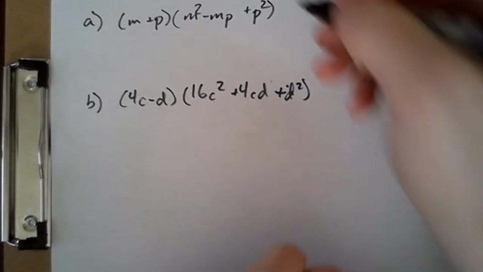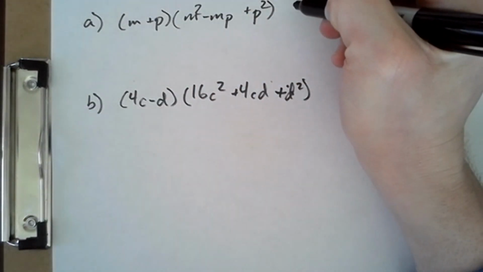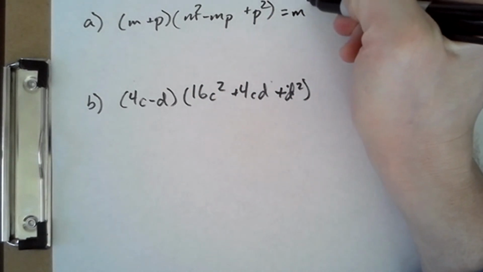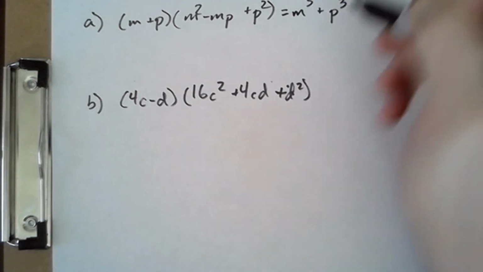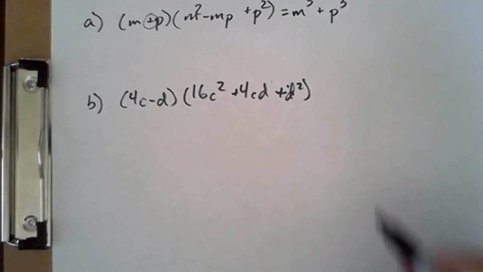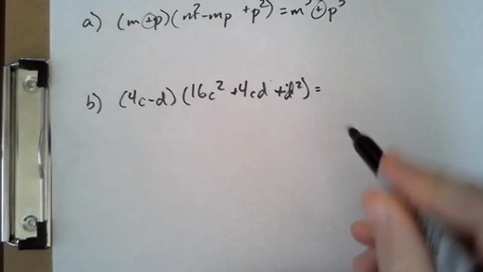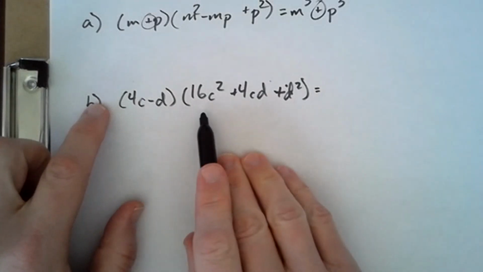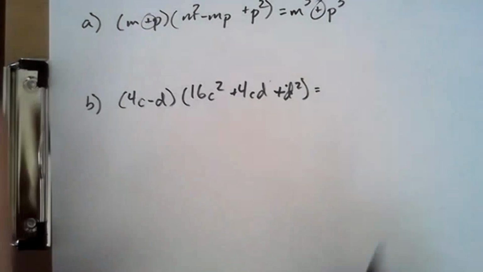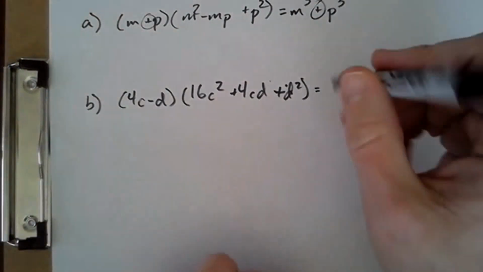So here we go. We've got m plus p times m squared minus mp plus p squared. That's going to be m cubed plus p cubed. It's got that plus in the center, then we have a plus in the center here. Likewise here, notice 4c, when we square that, we get 16c squared. So this is the same sort of thing. This is the same form, just looks a little bit different.